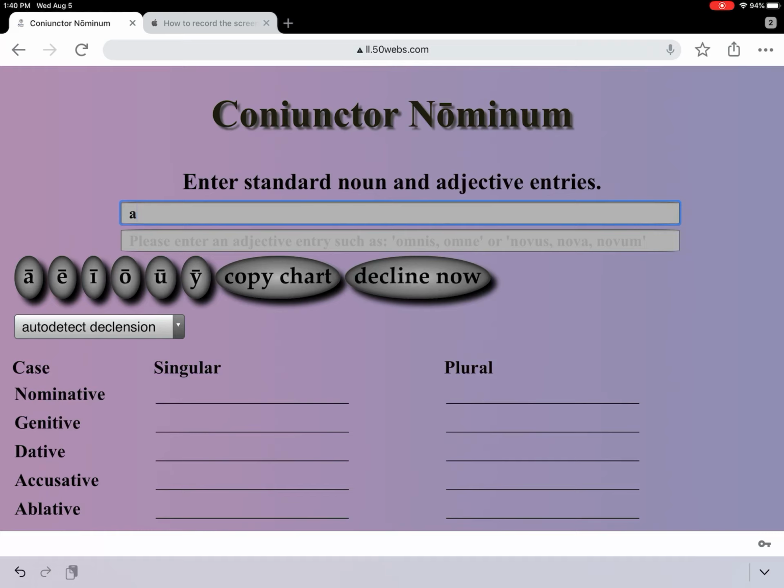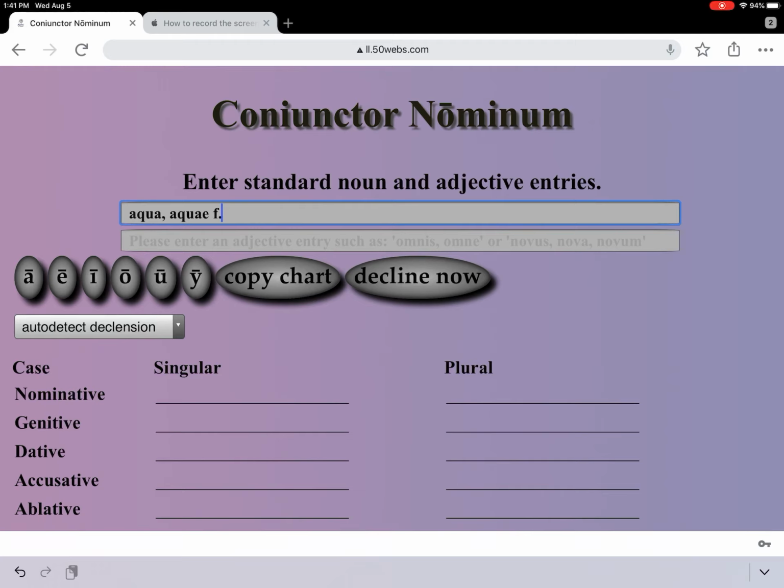So here is my Coniunctor Nominum, and as it says here, well, I can take it out. It says, please enter a noun entry such as aqua, comma, aquae, and then the F period means feminine. All right, so I'm going to do that. I'm just going to enter aqua, aquae, feminine. And if you have a Latin word that has macrons or long marks in it, do note that I have buttons for the various long vowels, so you can use those to easily insert the correct long vowels. That way you don't have to search around for how to do that with keystrokes.